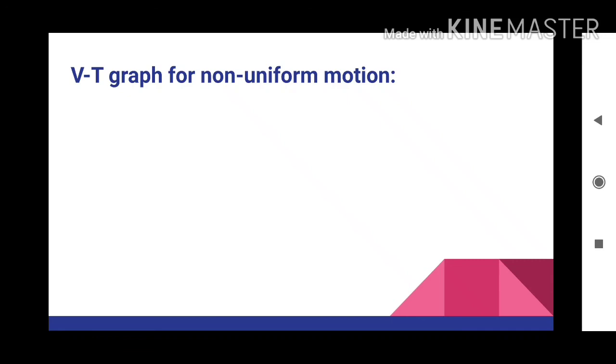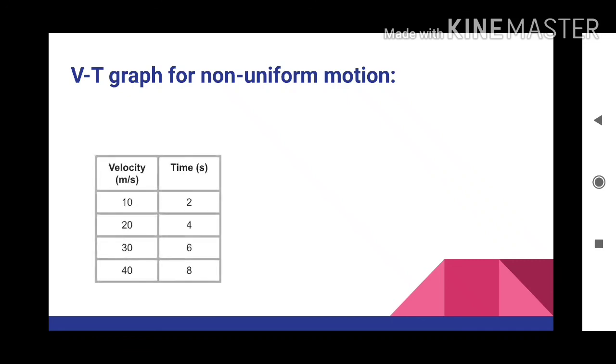So look at the table, velocity in meter per second and time in seconds. When time is 2, velocity is 10; time 4 seconds, velocity 20 meter per second; time 6 seconds, velocity 30 meter per second; and time is 8 seconds, whereas velocity is 40 meter per second. So this is the case of non-uniform motion, because velocity does not remain constant, it goes on varying. So how does the plot look for this?